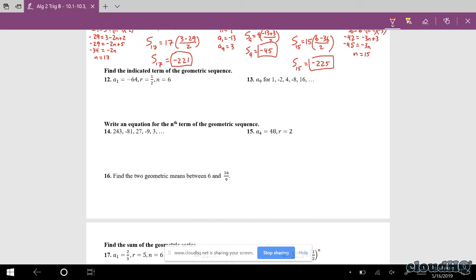Now we switch to geometric sequence. Here's our formula. So we're looking for the 6th term. So 1/2 ends up being taken to the power of 5, which is really 1/32 times the -64. So we get what, -2, yeah.